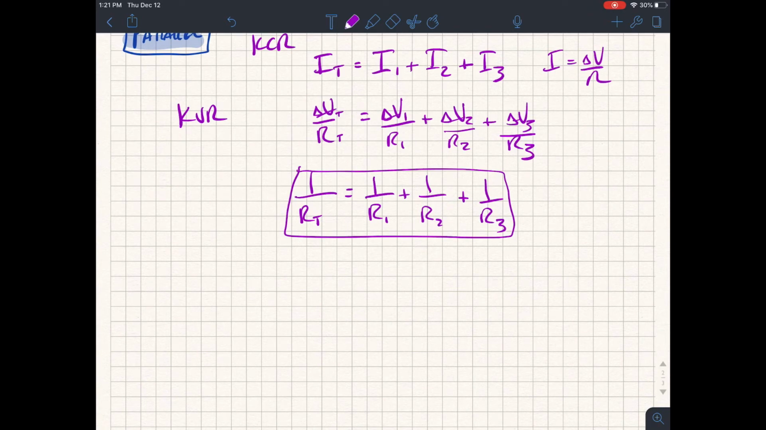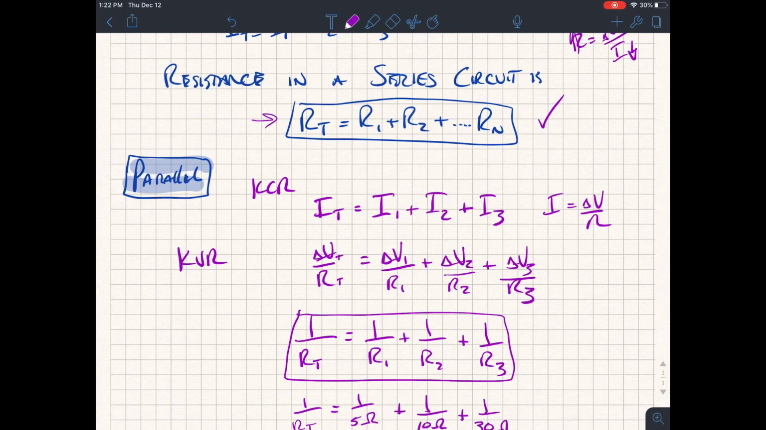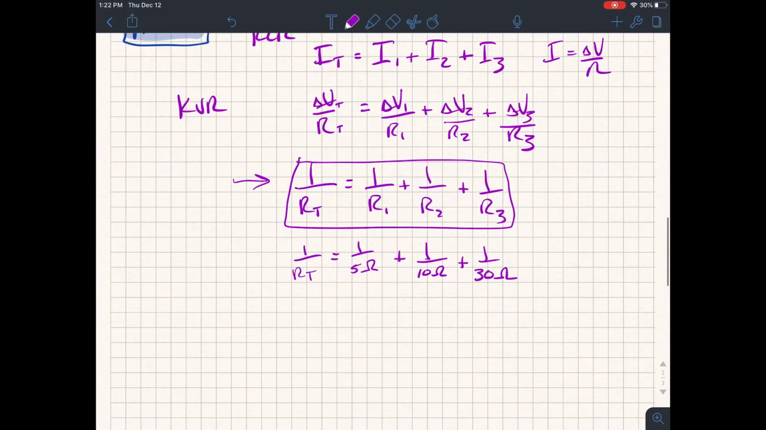So let's find the total resistance of the following situation. Let's say we have a 5 ohm resistor in parallel with a 10 ohm resistor in parallel with a 30 ohm resistor. So we have some pretty big resistances, 5, 10, and 30. Now if this was series, of course the total would be 45 ohms. But this is parallel, where it's not the sum of the resistances, it's the sum of the inverses of the resistances.